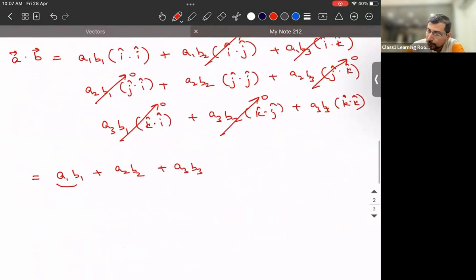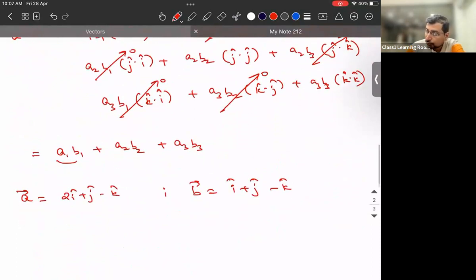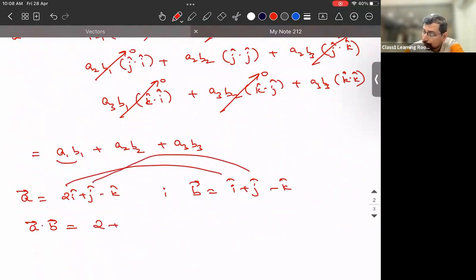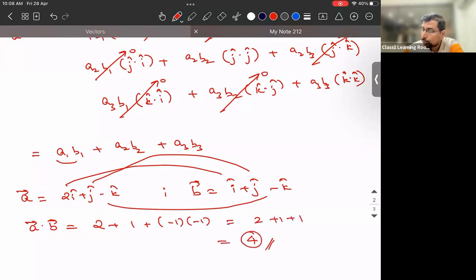For example, if they give you A vector equal to 2I cap plus J cap minus K cap, and B vector equal to I cap plus J cap minus K cap, then what will you do with A vector dot B vector? You will get 2 into 1, which is 2, plus 1 into 1, which is 1, plus minus 1 into minus 1. Answer will be 2 plus 1 plus 1. Answer will be 4. You're clear with this? So this is how it works. Now you can make a note of this.